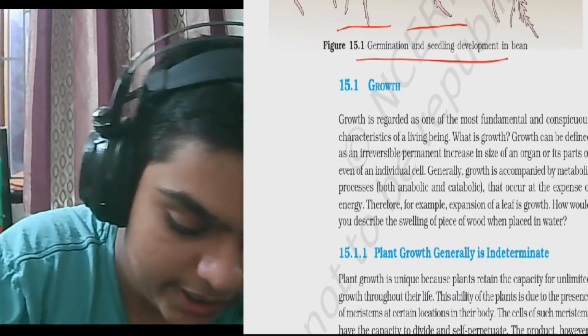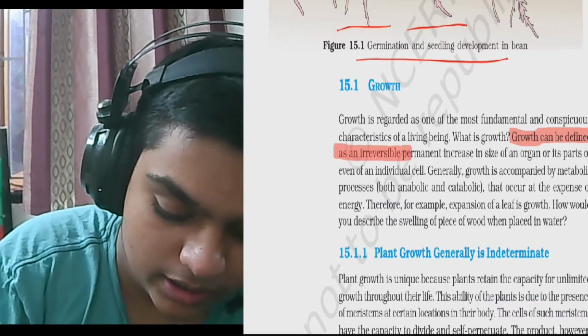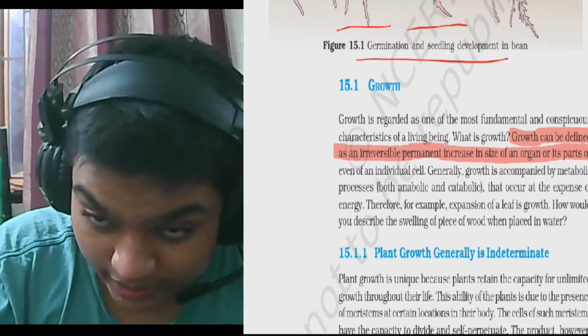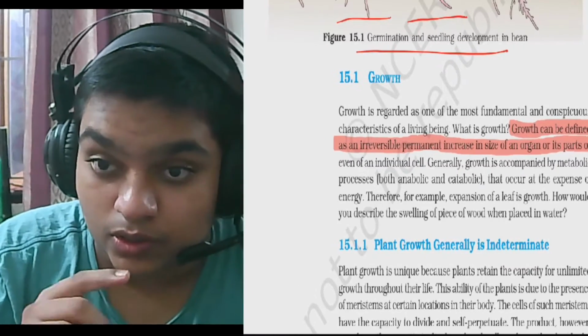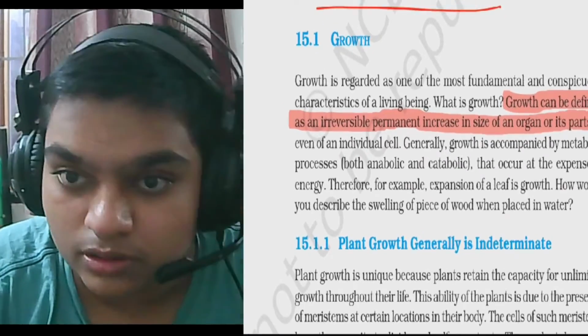Growth can be defined as, I have already given you the definition, it can be defined as an irreversible permanent increase in the size of an organ, or, 1 minute, let me zoom in a little here.